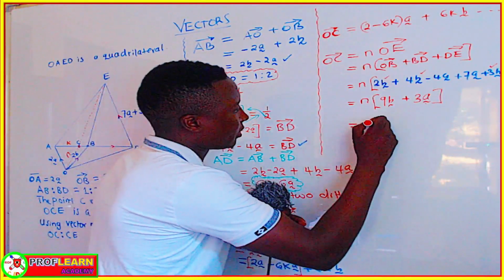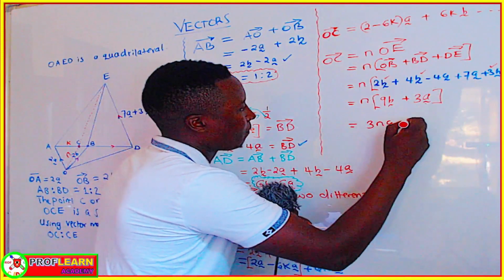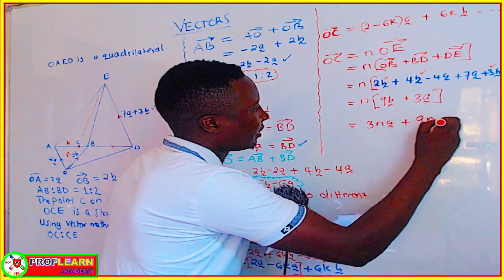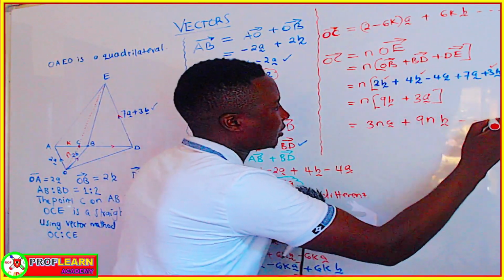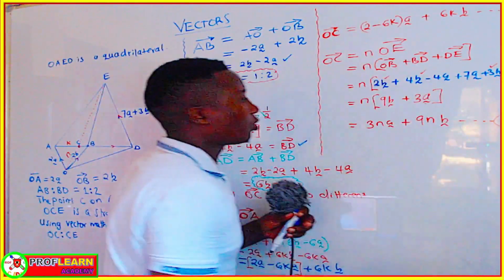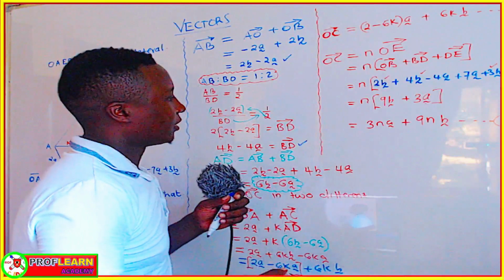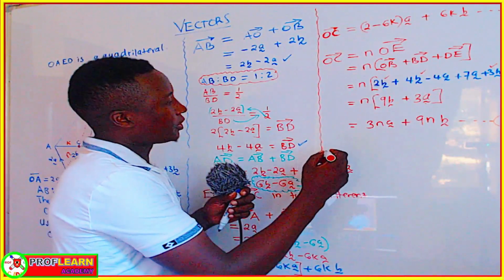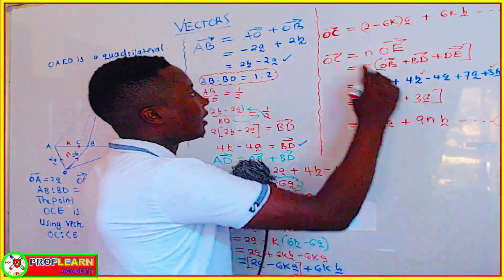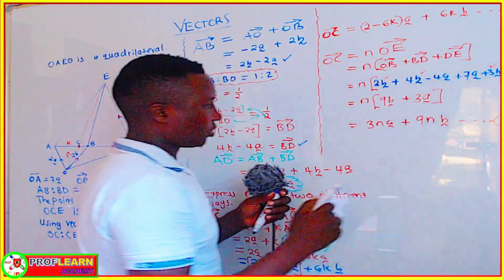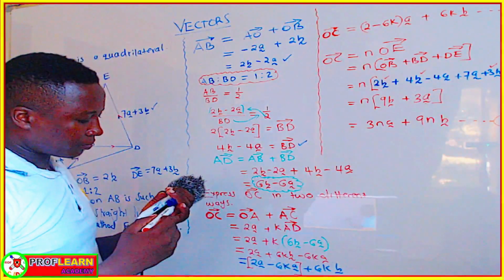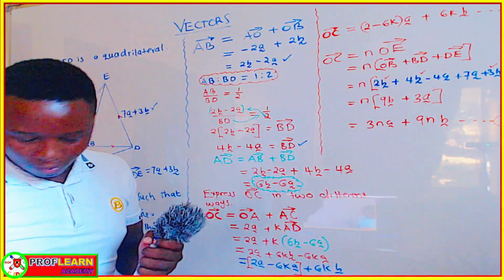So this is going to be 3n vector a plus 9n vector b. And this is our second equation, second form of OC. So we have OC being this equation and OC being that equation. So how are we going to work this out?